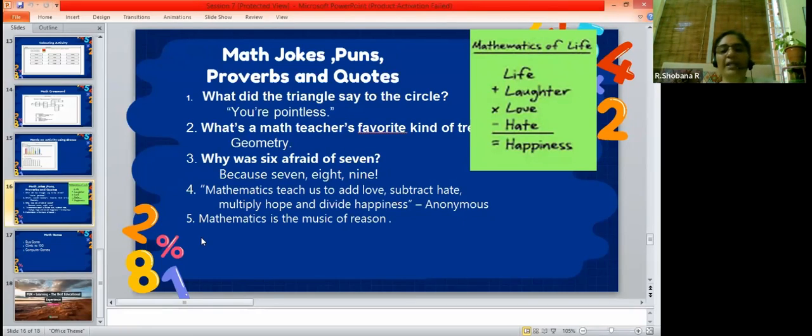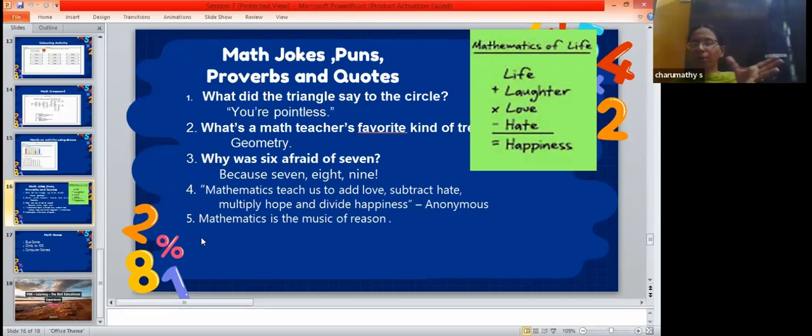And write a small mathematics proverb, a slogan, a proverb. You can ask children to write it in class, and you can display that in the maths lab. These can also be used as a decorative piece in the maths lab.